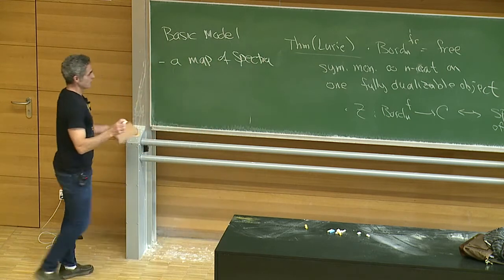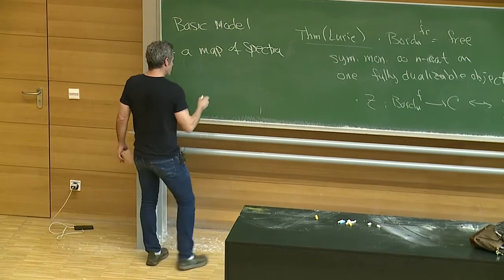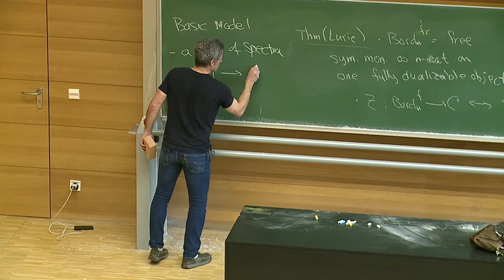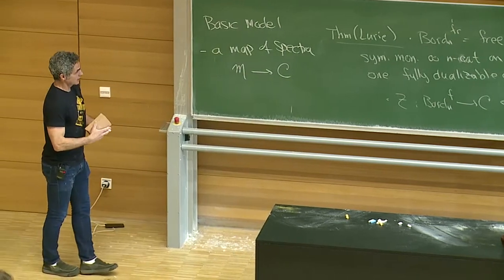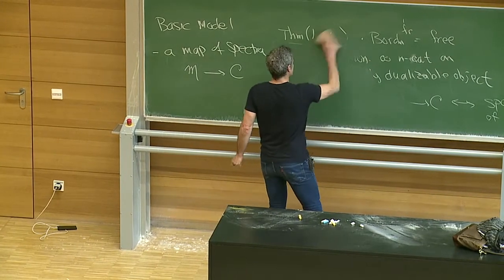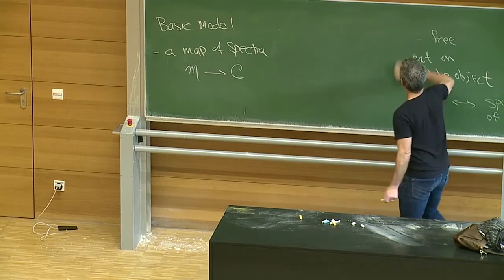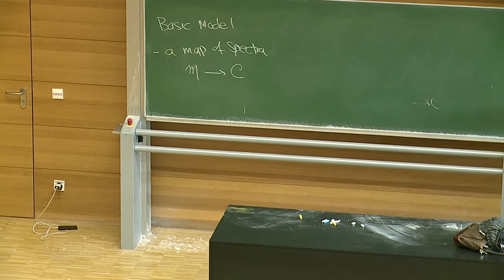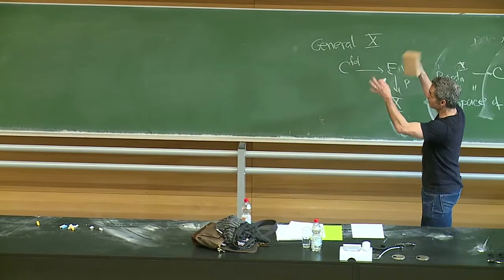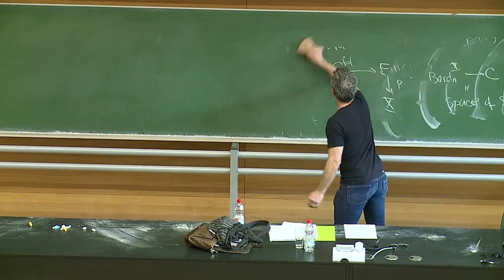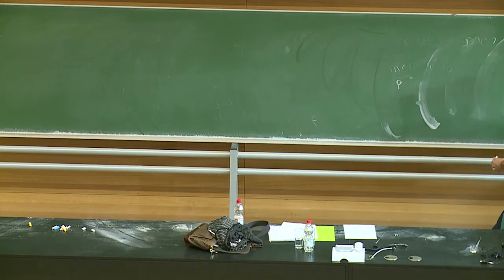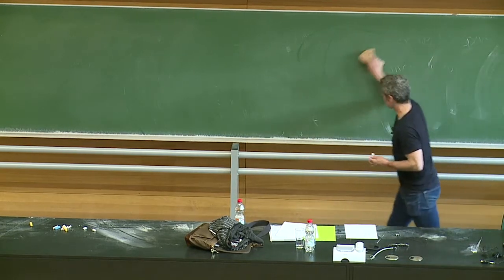So I won't give those names. It's just a map. Well, maybe I should. A map of spectra, maybe from something we'll call M to something we'll call C. Okay? It's just a map of spectra, and we're somehow trying to use that to model useful things. So that's like the Landau-Ginzburg model was a map from a stack to A1. In our case, our basic model of invertible topological field theories is nothing more than a map of spectra. But it becomes something because we're imagining using it in different ways.